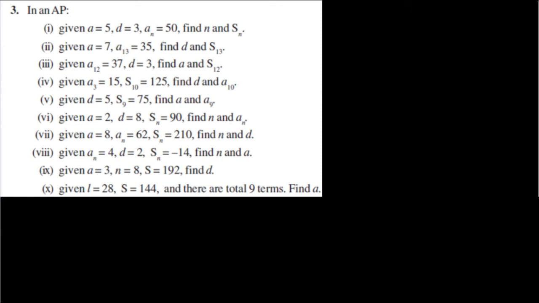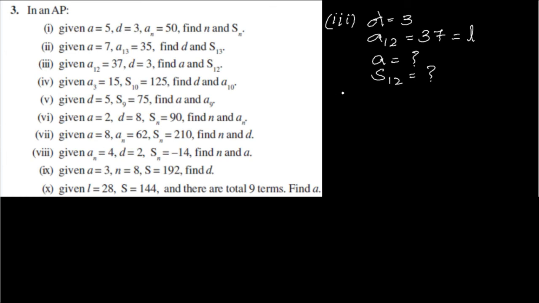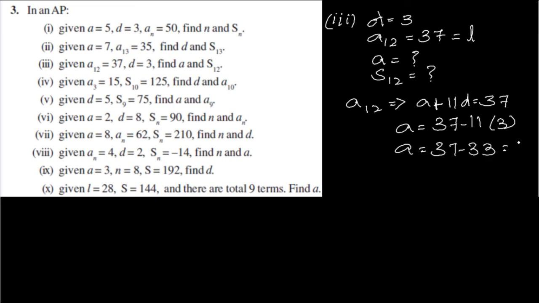Let us take up question 3. In question 3, we are given the value of d, common difference, as 3, and the 12th term as 37. We need to find out a, the first term, and the sum of 12 terms. Here a12 is 37, which also means it is the last term. a12 refers to a + 11d, which is equal to 37. So using this, I can find the value of a. 11 times 3, so a is 37 minus 33, nothing but 4.